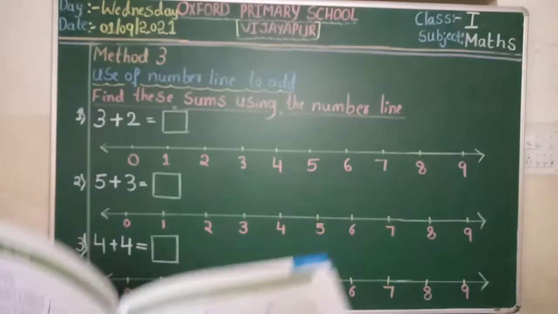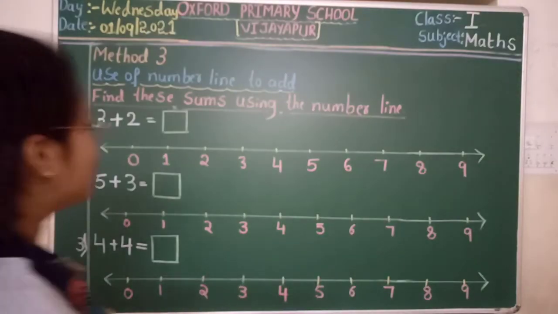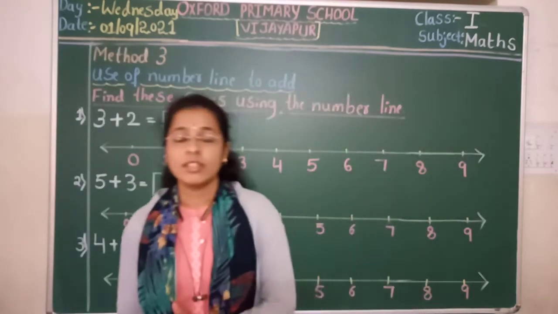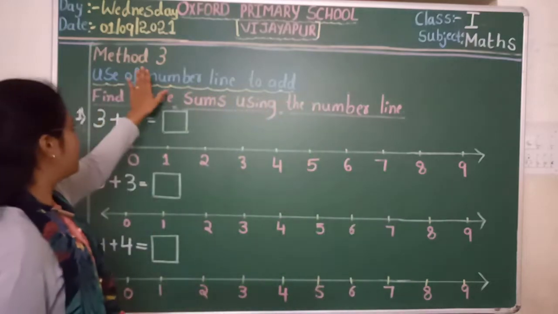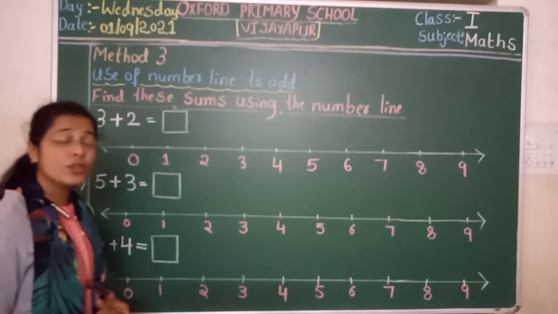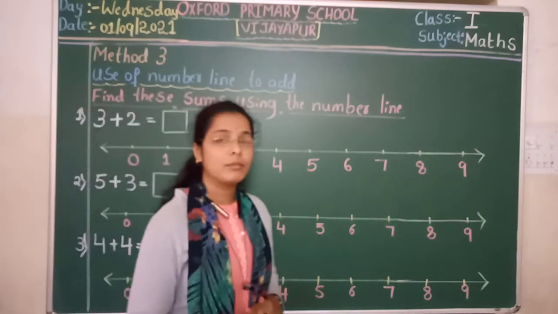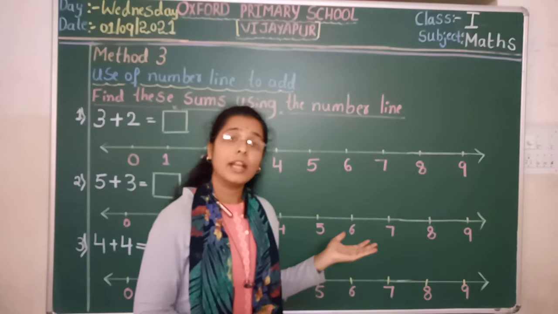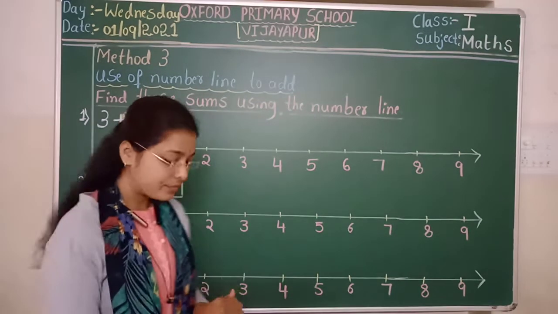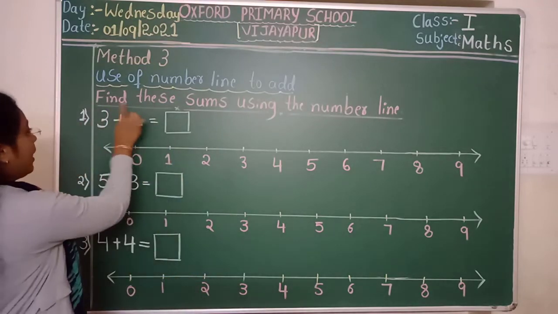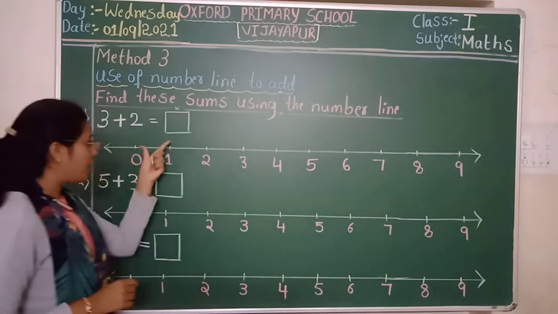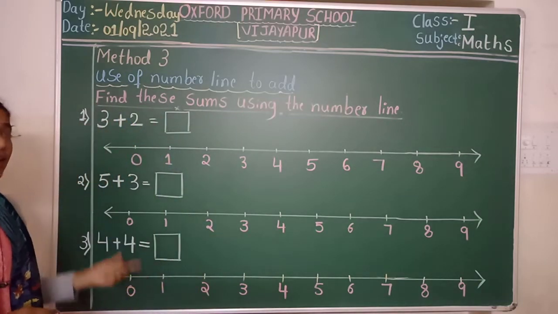Next, going to the next method, that is the third method. Which is the third method of addition we are having? See children, the third method of addition is the use of number lines to add. Use of number lines to add means with the help of a number line we have to add the numbers. Here, find these sums using the number line.